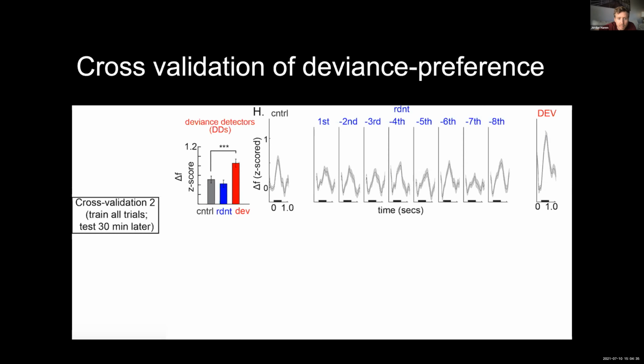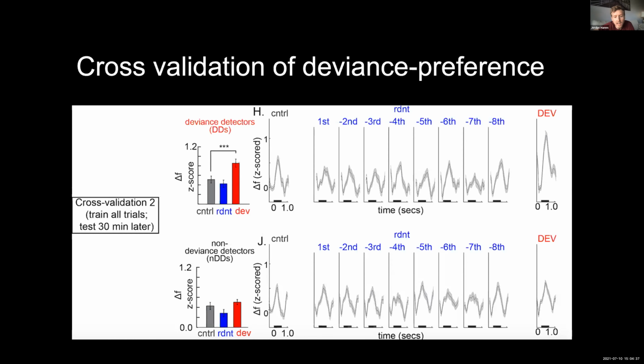And the non-deviance detectors do not, they don't develop deviance detection out of nowhere. They have stable non-deviance detecting properties.